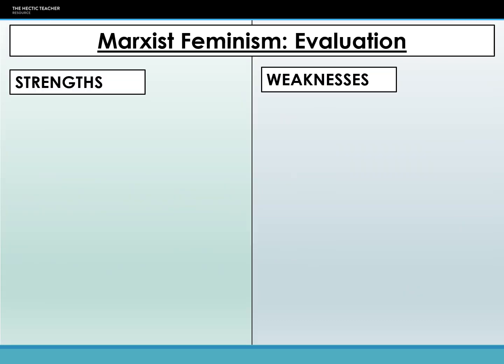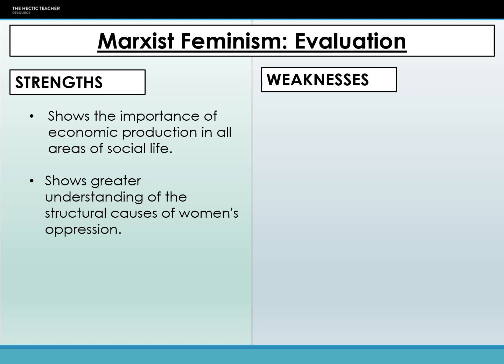Now, again, there are strengths and limitations to this system of feminism. It does show the importance of economic production in all areas of social life, and how economic determinism could also lead to female oppression. And it shows greater understanding of the structural causes of women's oppression, that this oppression is coming from a social and economic system rather than individuals.